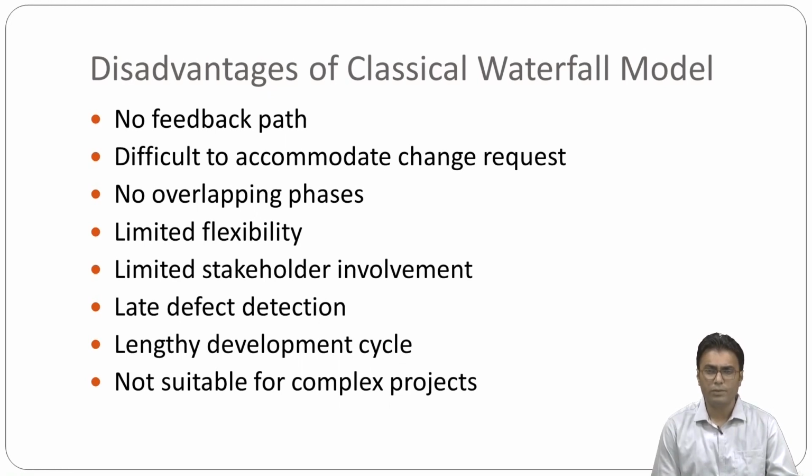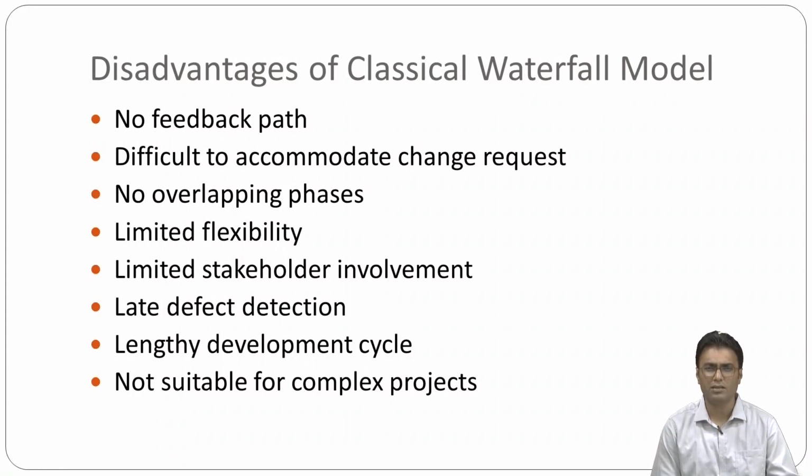So, no feedback path here. In the classical waterfall model, evolution of software from one phase to another phase is like a waterfall. So, it assumes that no error is ever committed by developers during any phase. Therefore, it does not incorporate any mechanism for error correction.